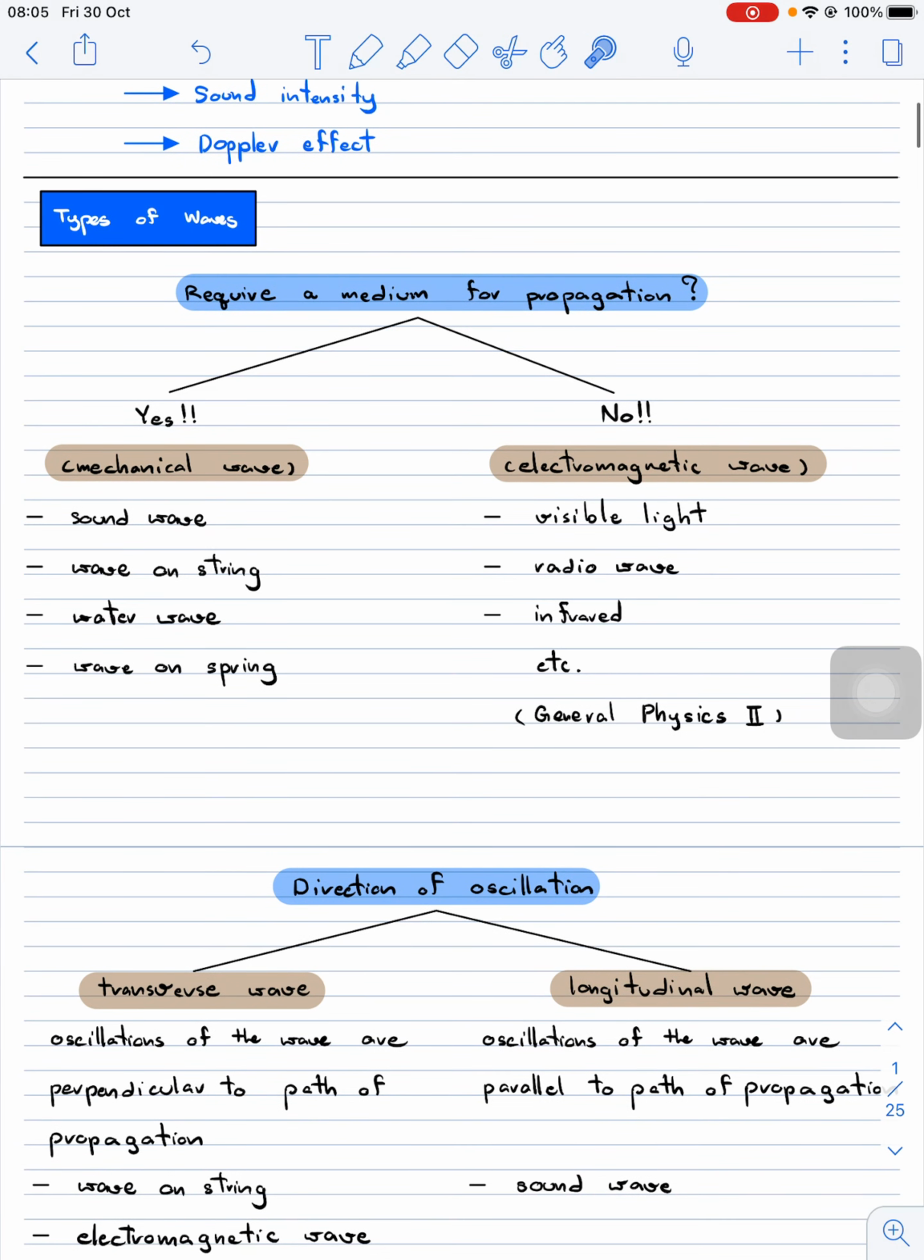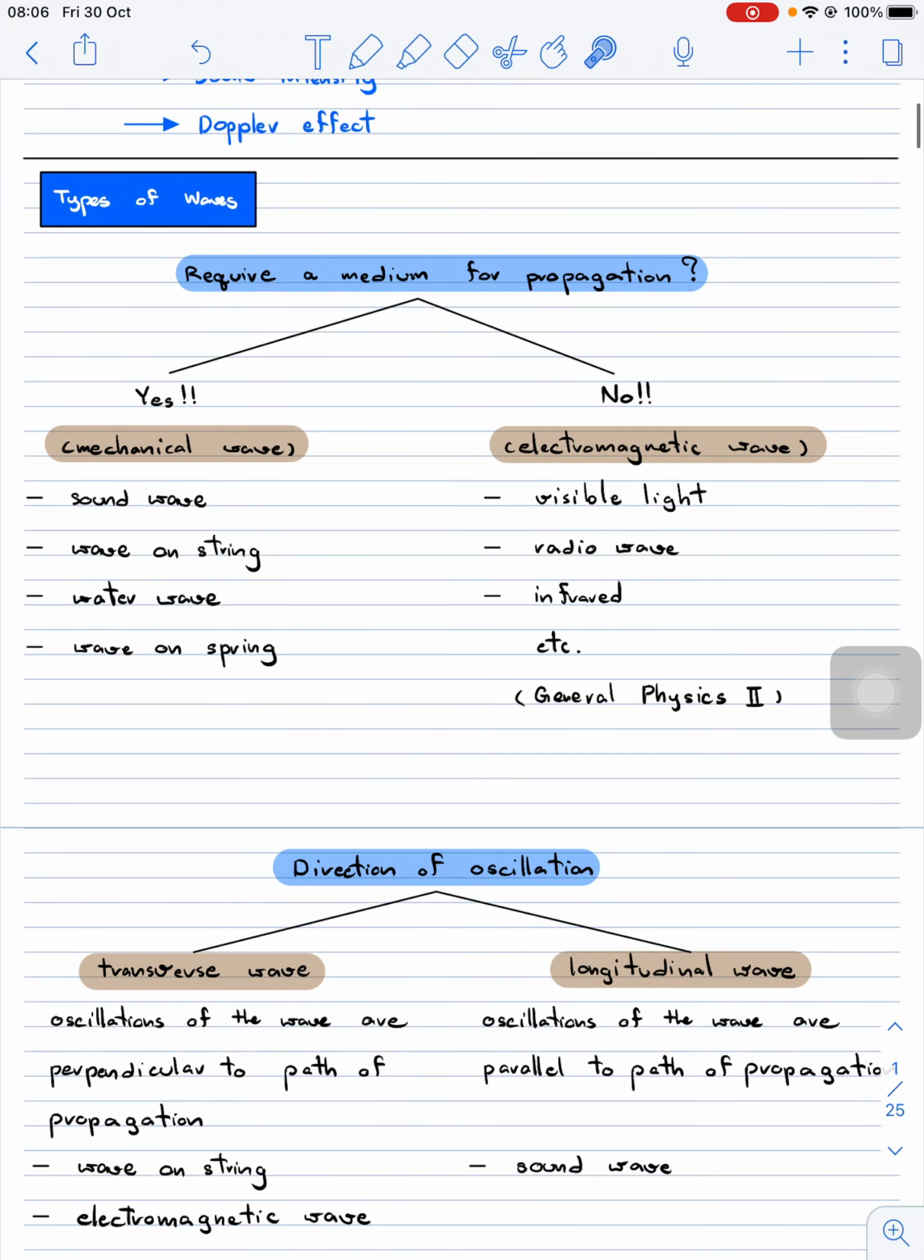For example, the sound wave, right? The sound wave requires the air as the medium for the wave to travel through. Otherwise, we cannot hear the other people speaking. And for example, we can have the water, which is the liquid, and we can have the wall, which is the solid, as the medium for the propagation as well.